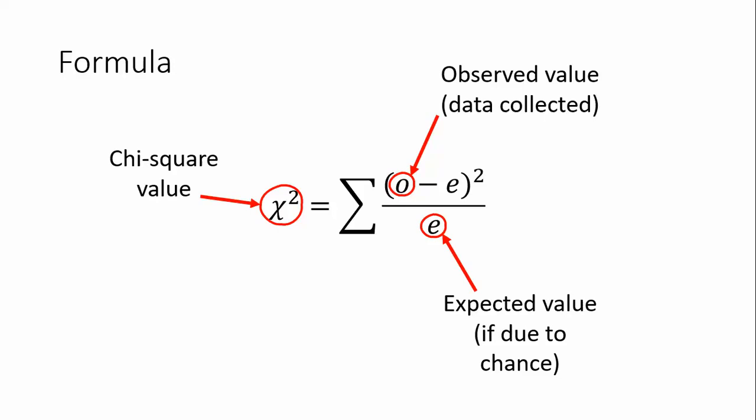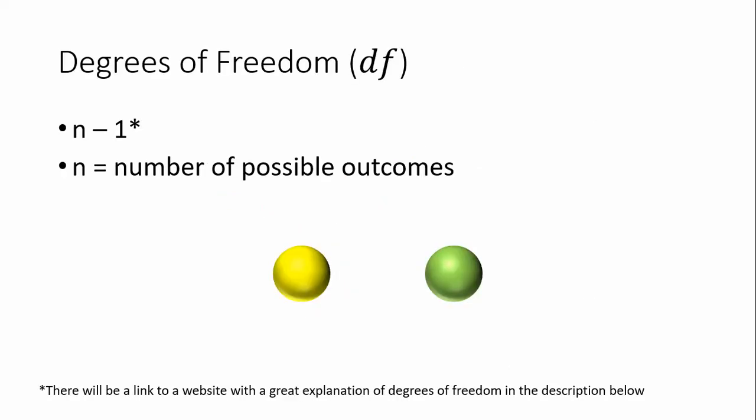This is your expected value, which is what you would get if the results were 100% due to chance. And this is your sum. So we're going to be adding a bunch of stuff up. Before you can get into that, you need to have knowledge of two different things. One is the degrees of freedom.